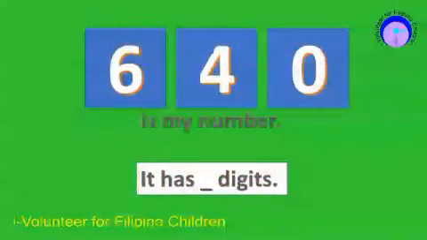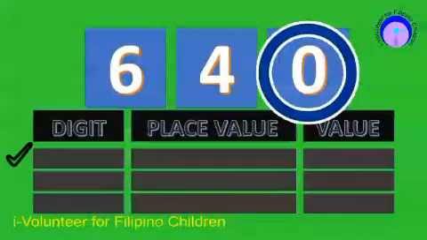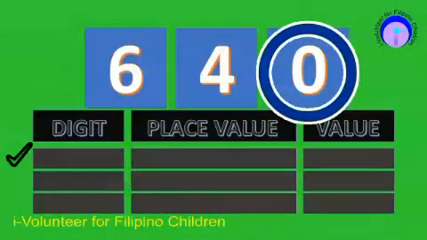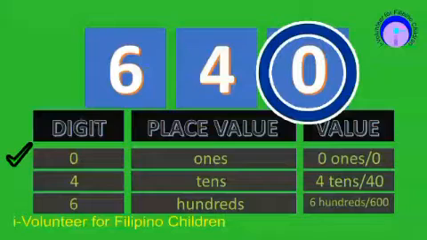What is your number? How many digits does your number have? 640 is my number and it has 3 digits. What digit do you have? What place value does it belong to? What is the value of your digit? Digit 0 is in the ones place and the value is 0 ones or 0.